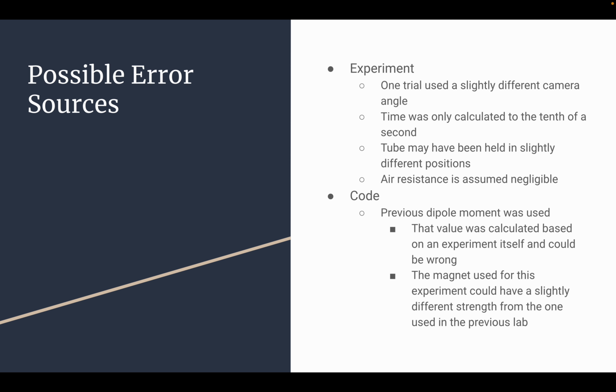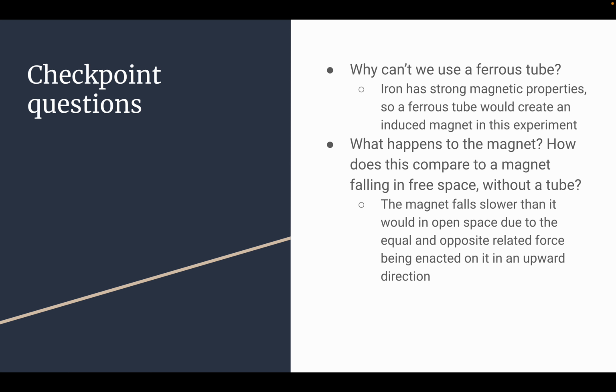And then in the code, the previous dipole moment was used, which was calculated in a different lab and could be wrong. And it probably is, as we will see. And the magnet used for this experiment could have a slightly different strength from the one used in the previous lab.